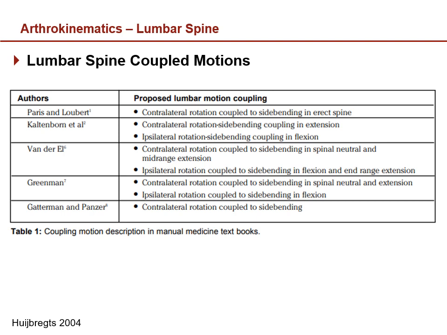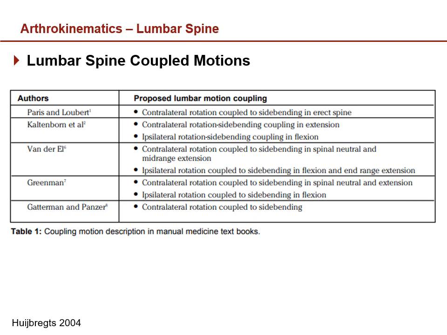And this is consistent with van der El, who said mid-range extension would also demonstrate type 1 coupling. However, there will be ipsilateral coupled rotation with side bending and rotation in flexion. So consistent with Kaltenborn. The one thing of note is that they said that if you go to your very end range of extension, then you may also get the ipsilateral coupling. This would be somewhat more consistent with Fryette's Law 1 and 2.